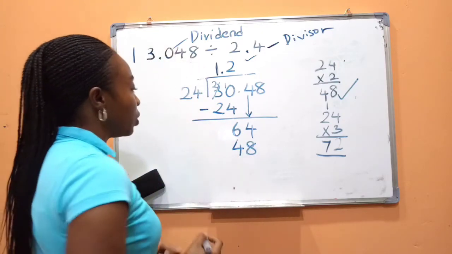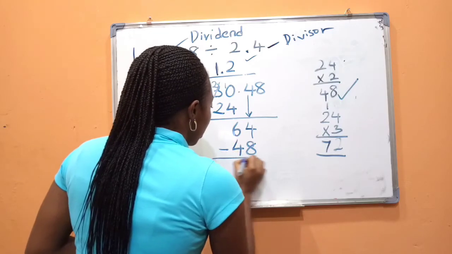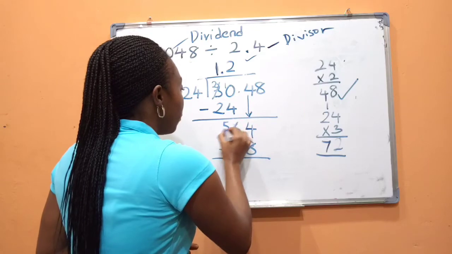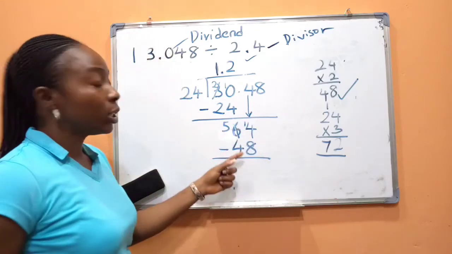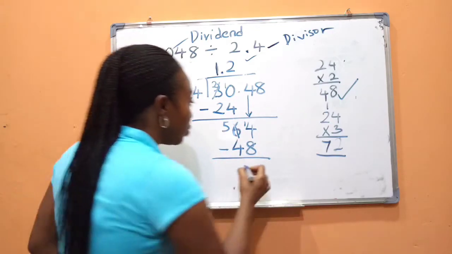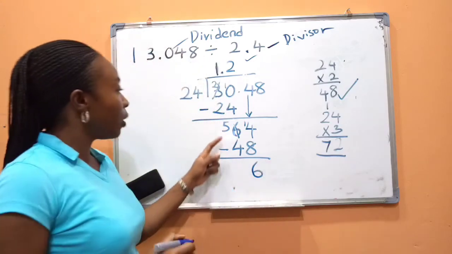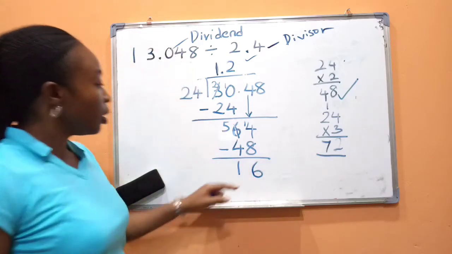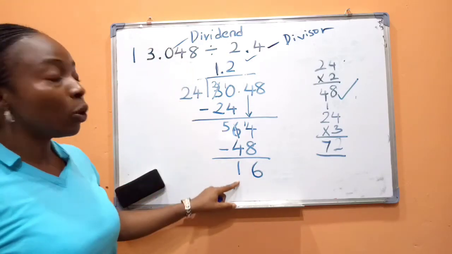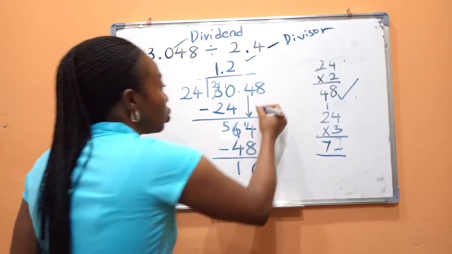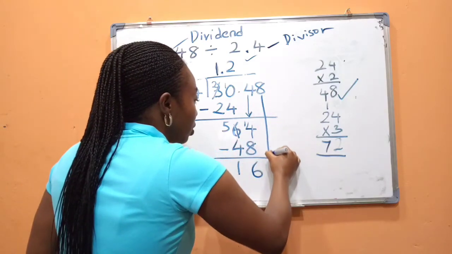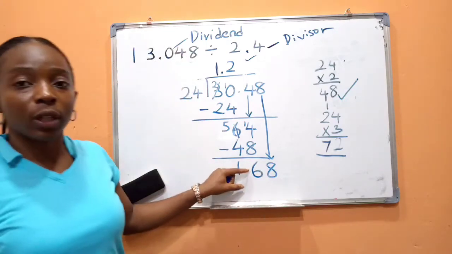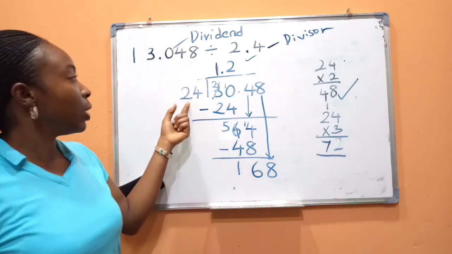Now we've gotten 48, we are going to subtract. By the time we subtract, we are going to borrow 1 from here. We'll be left with 5. We put 1 here. So we have 14 minus 8. 14 minus 8 gives us 6. And then we have 5 minus 4 gives us 1. Again, 24 cannot go into 16. So what we simply do is to bring down the number 8, okay? And when we do that, we have 168. So we can now divide. So we have 168 divided by 24.